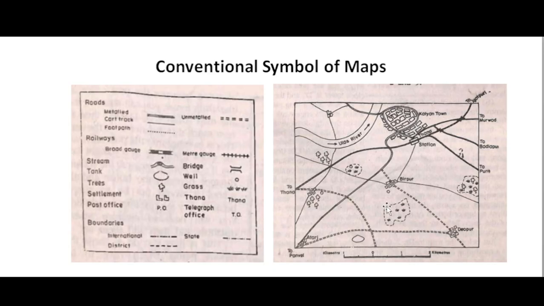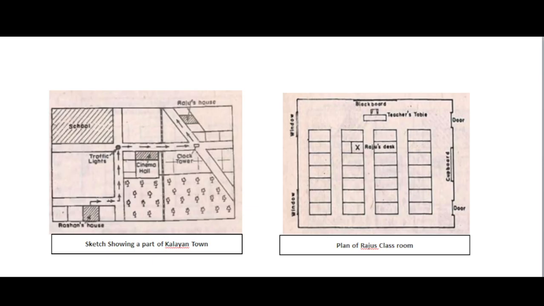So these are the conventional symbols that are used in maps, and maps could be of great help in our daily lives. For example, this is the sketch showing a part of Koilan town and the plan of Raju's classroom.